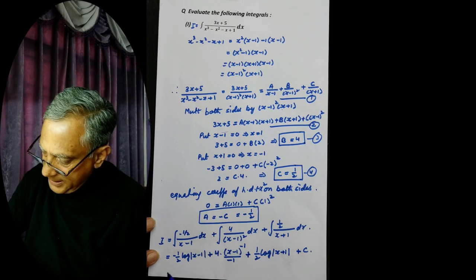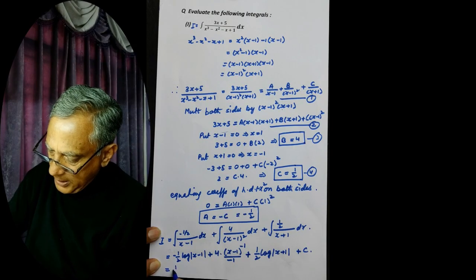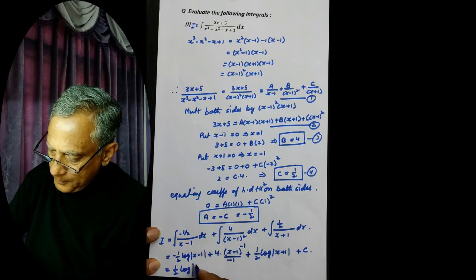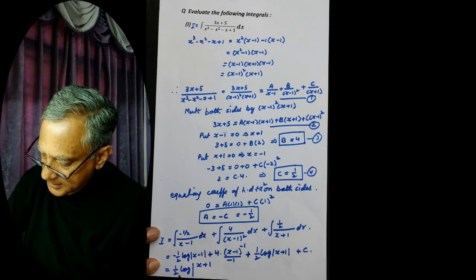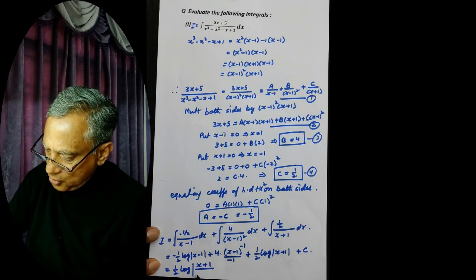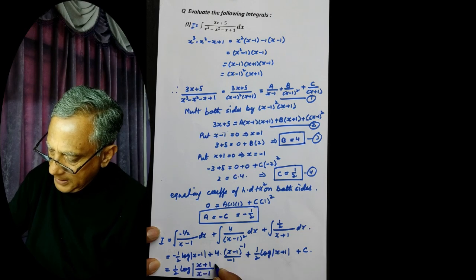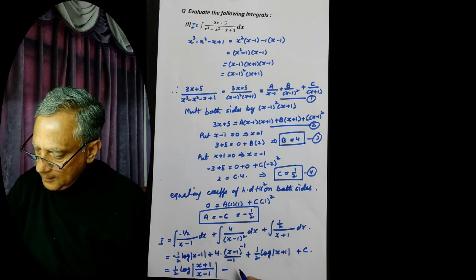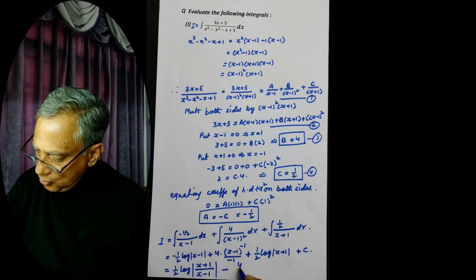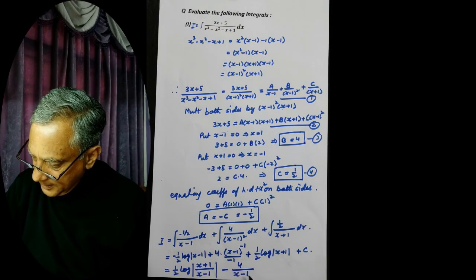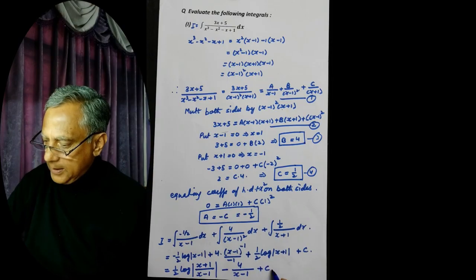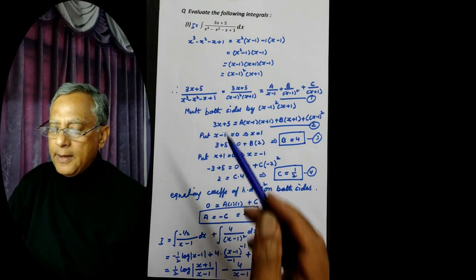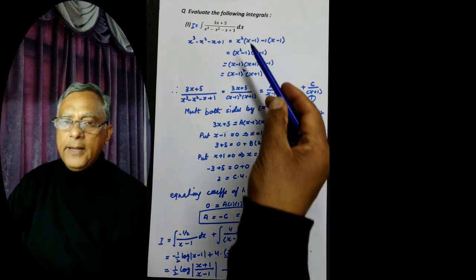So we can combine these two terms at one place. We can write 1 by 2 log of this will be plus, so the x plus 1. This is minus, so this will go in the denominator, x minus 1. Clear? Minus 4 over x minus 1 plus c. This is the answer. This is how we do it.